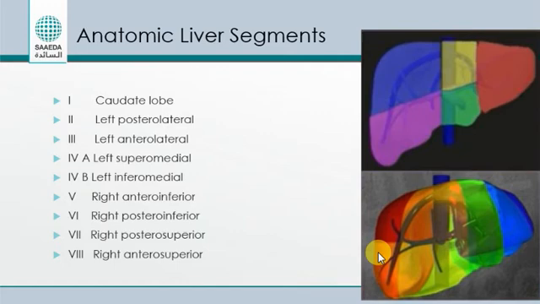So combining all of this together, we will have the modern Couinaud system, which is a French system for liver segmental anatomy. We have the caudate lobe. As we said, it's an autonomous lobe. It works by its own. This is segment 1. And we have the left posterolateral, that's segment 2. The left anterolateral, segment 3. We have segment 4A, 4B, 5, 6, 7, and 8, according to the anatomic dividers that we said.